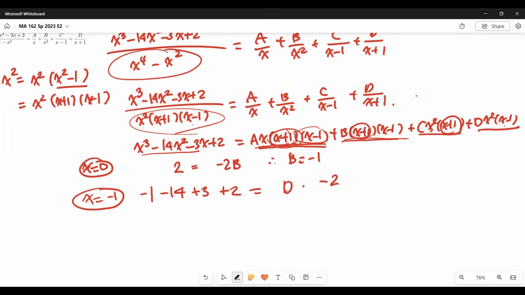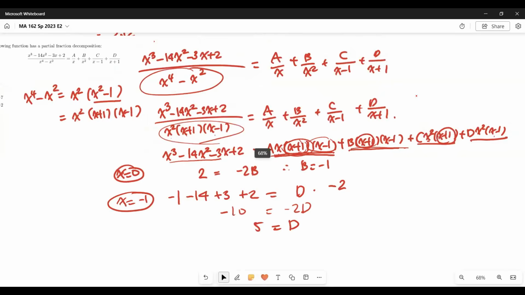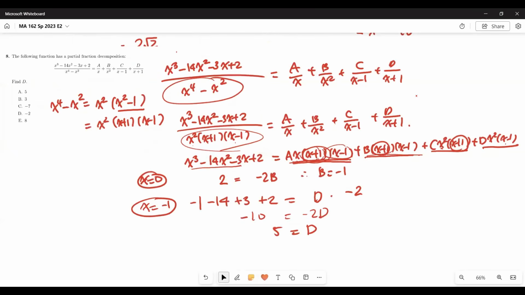So this is negative 10. This is negative 2d. So d is 5. Right. And what we're supposed to find? We're supposed to find d. So there you go. We already found d. So we're done. So the answer for this question is A.